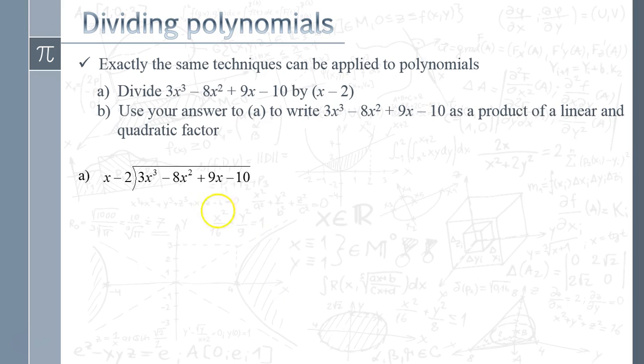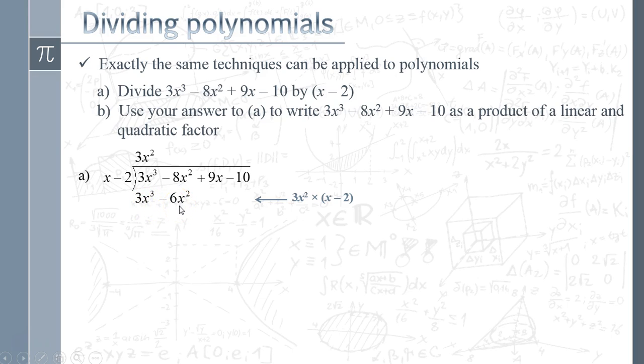So now we've got to think about, well, how many lots of x minus 2 will fit into 3x cubed? And all we're going to do is say, well, x times what gives us 3x cubed? That's going to be 3x squared. So if I work out 3x squared lots of x minus 2, there we go. That's 3x cubed minus 6x squared.